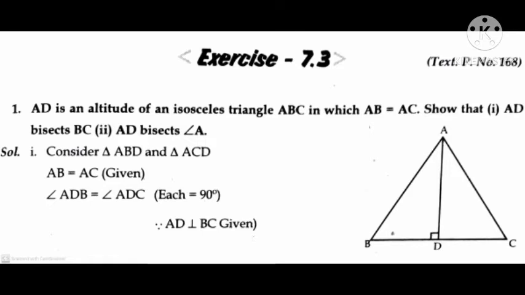First question. AD is an altitude of an isosceles triangle ABC in which AB is equal to AC. Show that first, AD bisects BC. Second, AD bisects angle A. Solution for first question. Consider triangle ABD and triangle ACD. AB is equal to AC, that is given in the problem. Angle ADB is equal to angle ADC, that is equal to 90 degrees, since AD is perpendicular to BC, this is given in the problem.